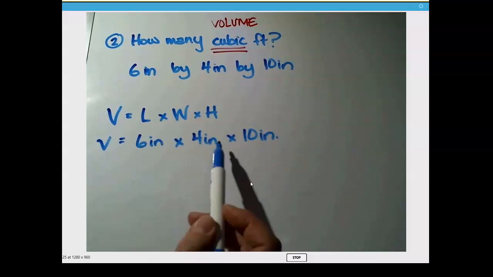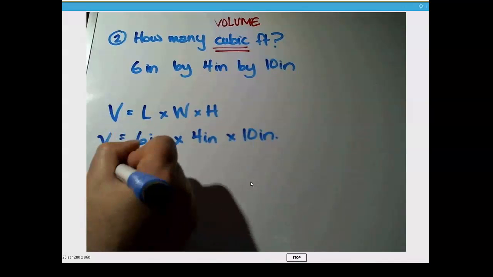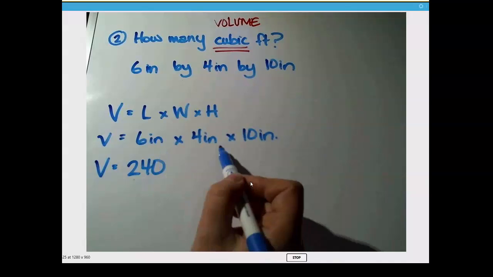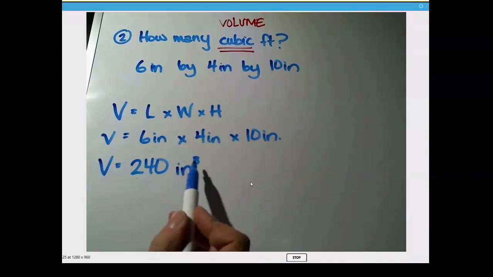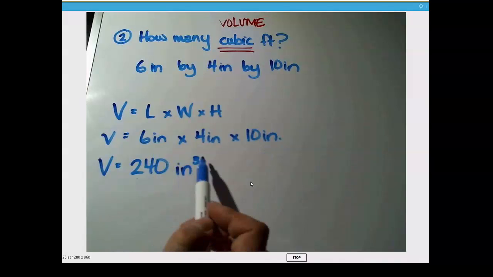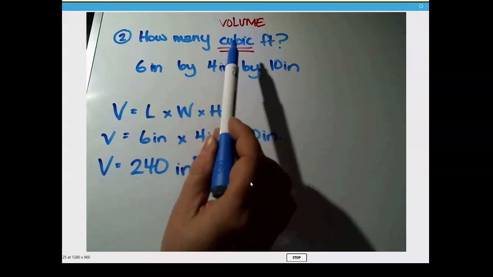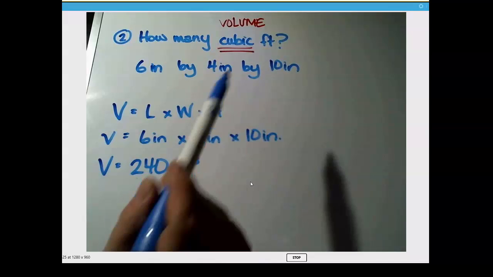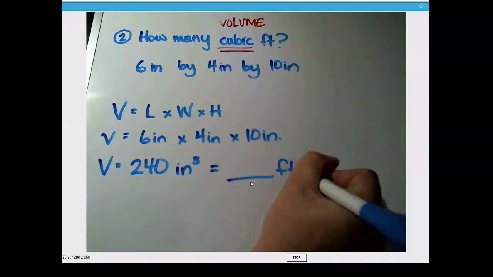Okay, so 6 times 4 is 24, times 10 is 240. Inch times inch times inch is cubic inches. That's how you read that. So there's 1, 2, 3. I put a 3 on the end, and you read that as cubic inches. So now I do have it in cubic form. The problem is they didn't want cubic inches. They wanted cubic feet. So I have to do another step and convert this.